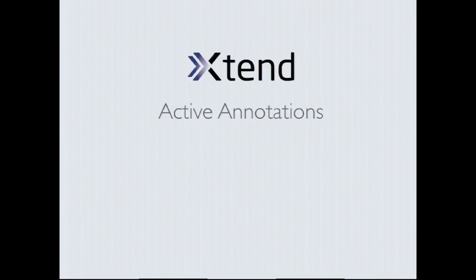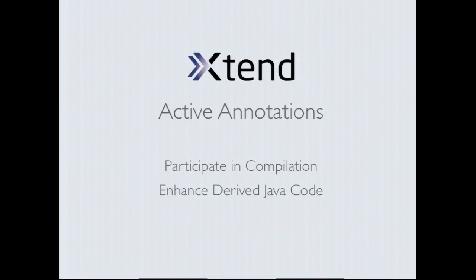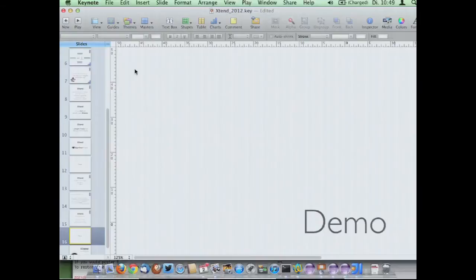This is what we call in Xtend active annotations, which allow you to participate in the compilation process live. No need to deploy anything. You can enhance the derived source code, and you can apply constraints that are directly evaluated in the editor and give feedback to the user. I have a couple of minutes left to give a demo again.